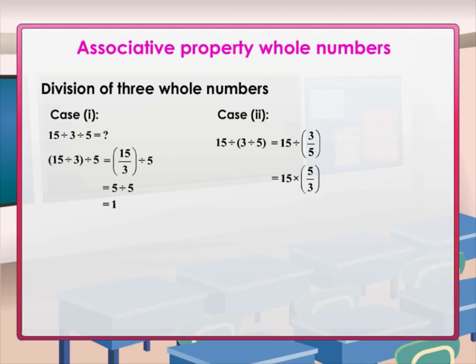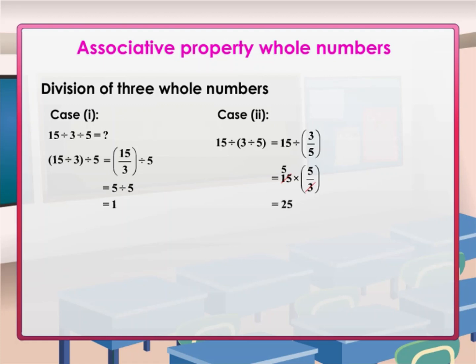We get 15 divided by 3 by 5. We know the reciprocal of division is multiplication. Here we write 15 multiplied by 5 by 3, since the reciprocal of 3 by 5 is 5 by 3. Now, 3 times 5 is equal to 15. So, the answer is equal to 5 multiplied by 5, which is equal to 25.